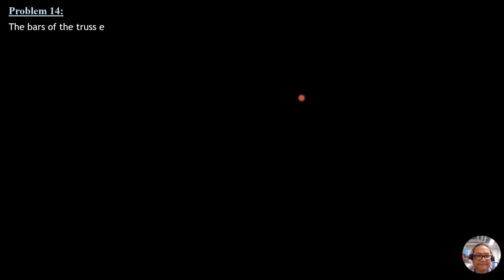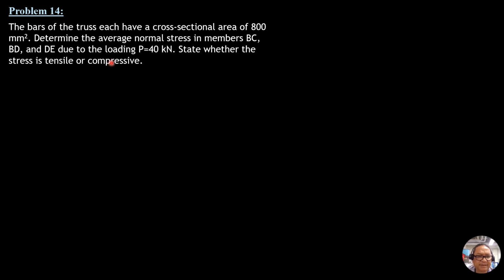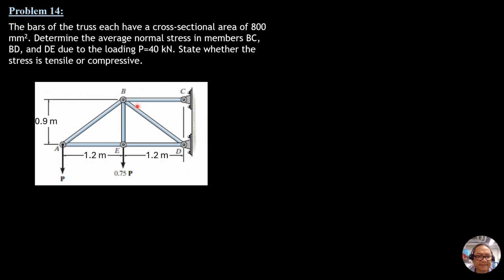So problem 14: the bars of the truss each have a cross-sectional area of 800 mm square. Determine the average normal stress in members BC, BD, and DE due to the loading of P equals 40 kilonewtons. State whether the stress is tensile or compressive. So this is the figure. So let's have the free body diagram first.